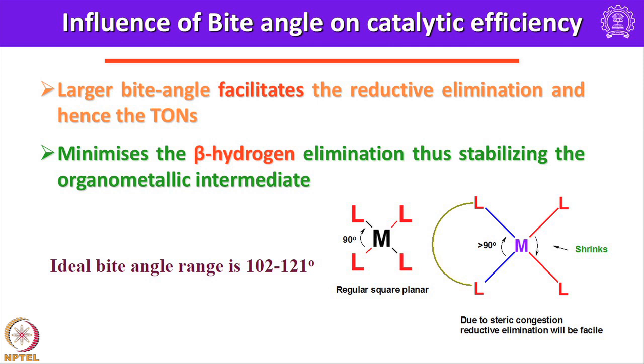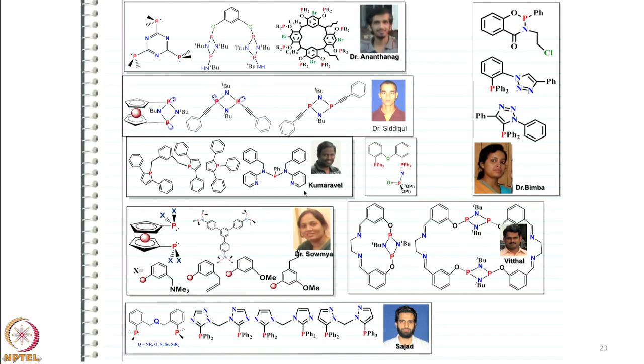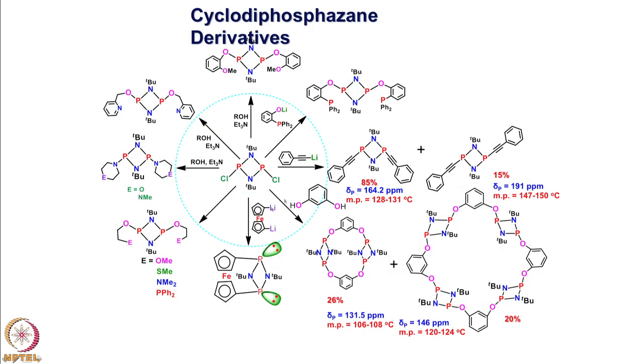So these are some of the ligands that are generated in my group here for exploring their transmetal chemistry, coordination chemistry and catalytic applications. These are some more ligands I have shown here, and these are some of the ligands derived from cyclodiphosphazine, and some of these compounds are also very valuable in forming metallophosphine frameworks similar to metallo-organic frameworks.